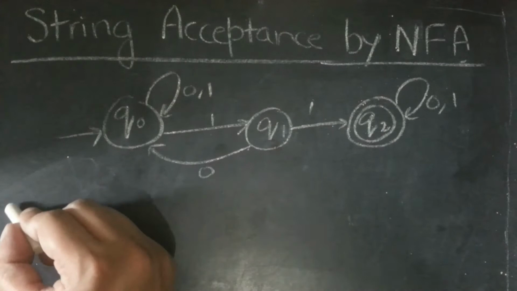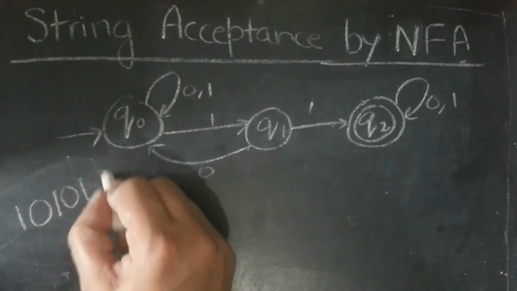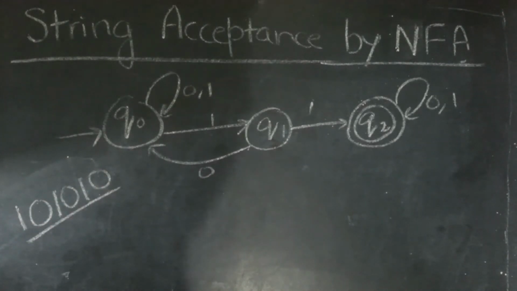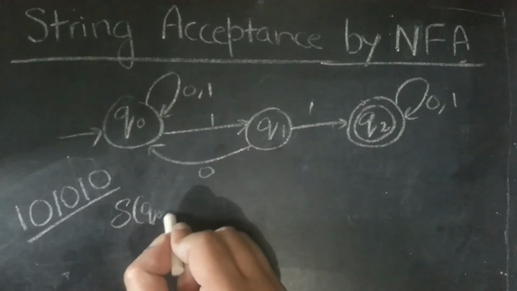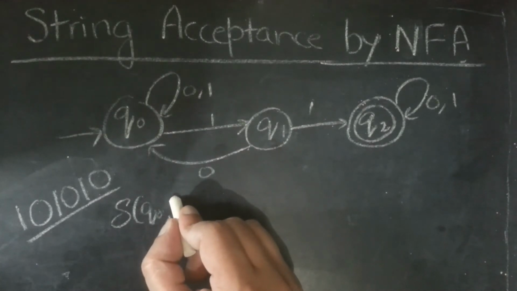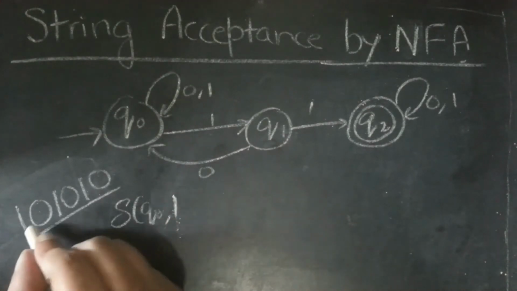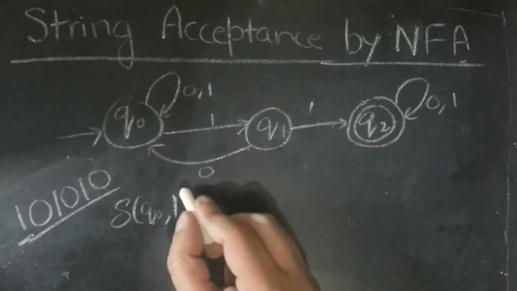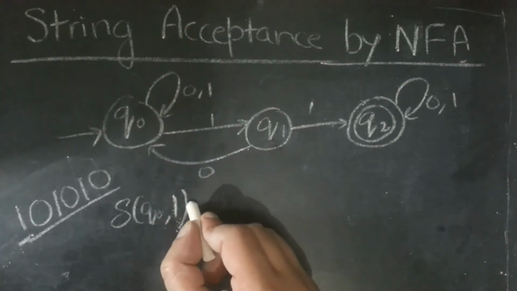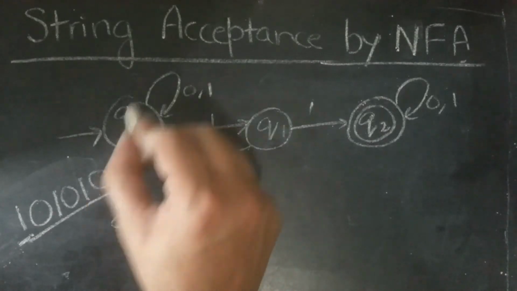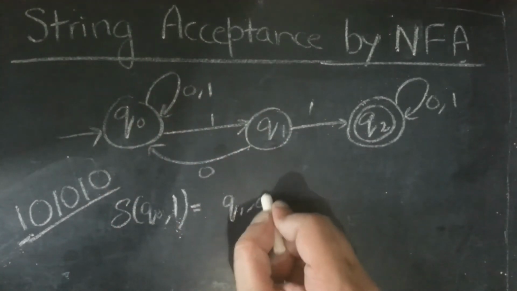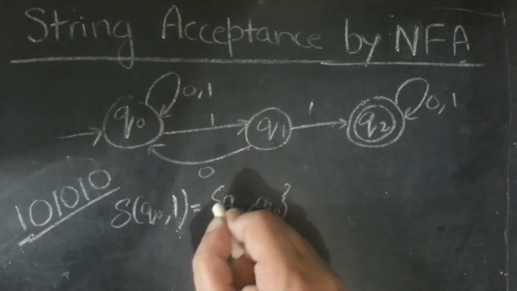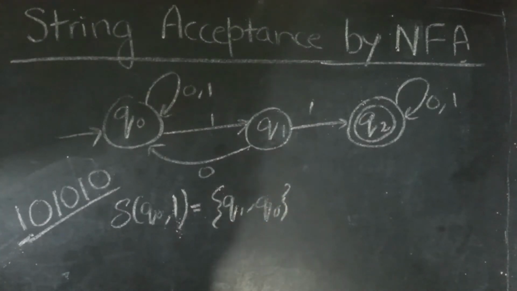Example, and the string to be processed is 101010. So first, on Q0 we give 1, since it is the first input, and that will take us to both Q0 and Q1. So the set of Q0 and Q1.